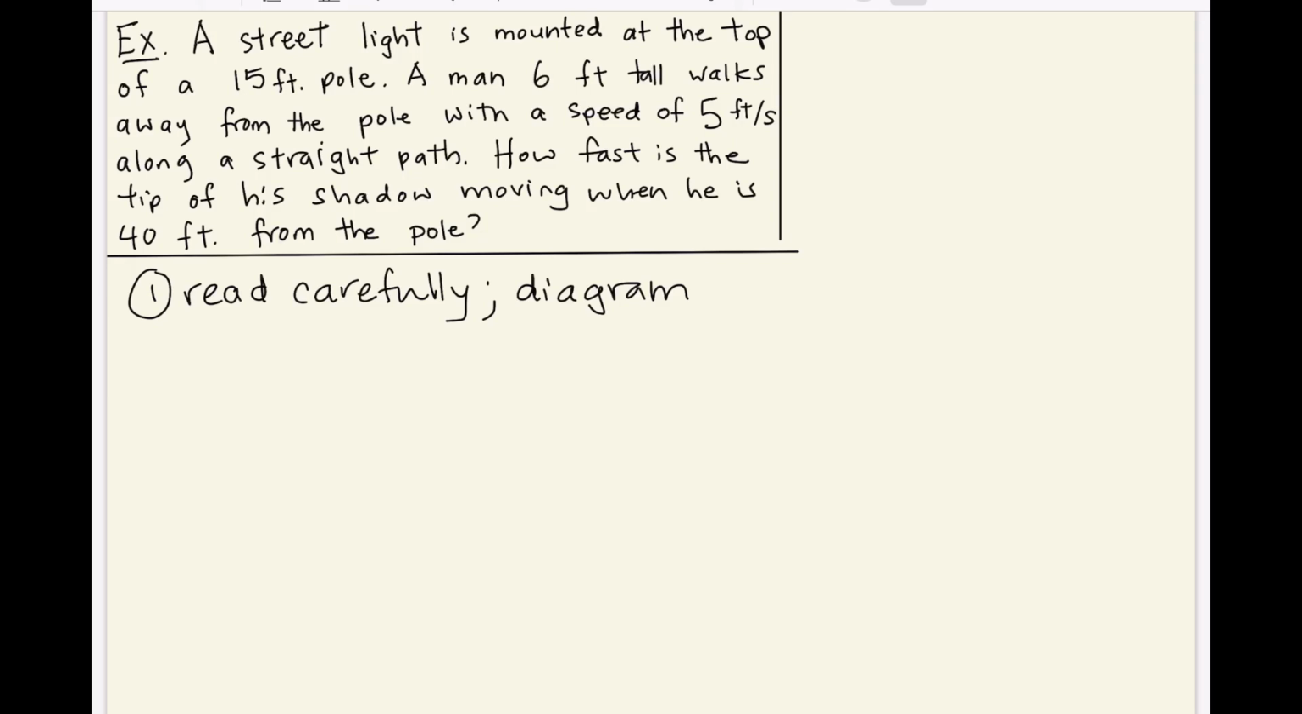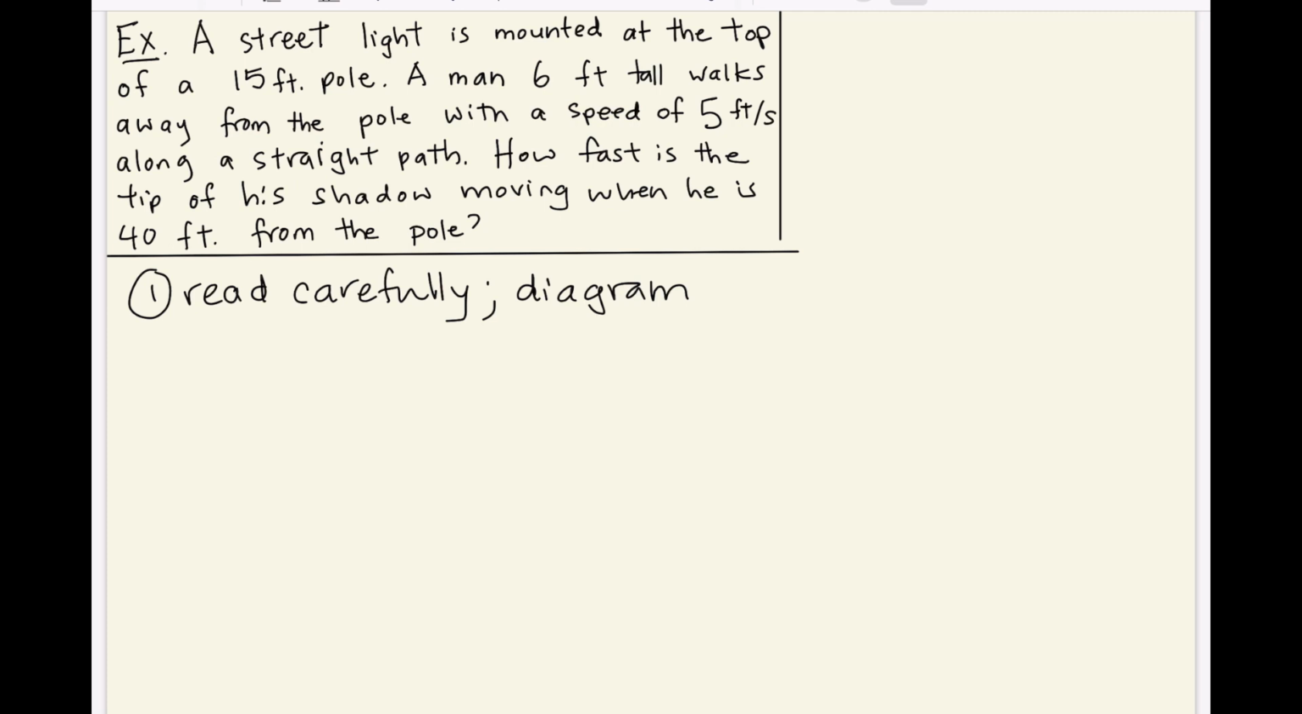This example is actually one of the homework problems, but I thought I would do it in case anyone is having trouble with this problem. So let's read the problem first. That's always the first thing you want to do: read carefully and draw a diagram. There is a street light that is mounted at the top of a 15-foot pole, and a man is walking away from the pole, and he's 6 feet tall.